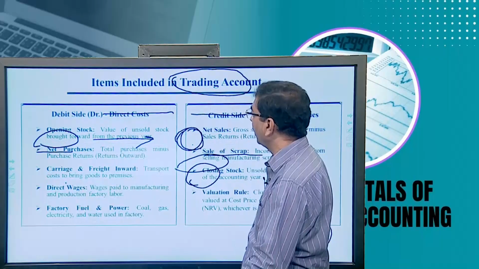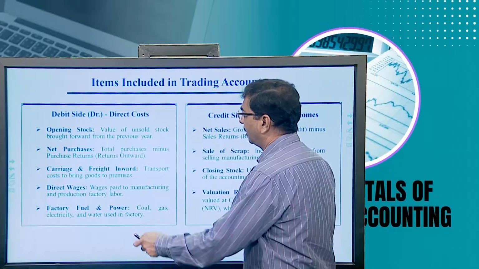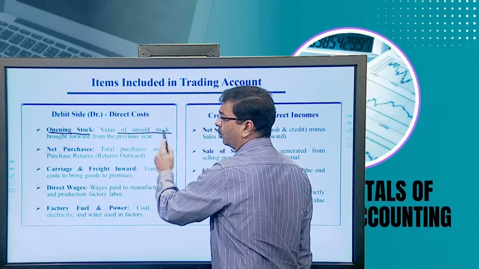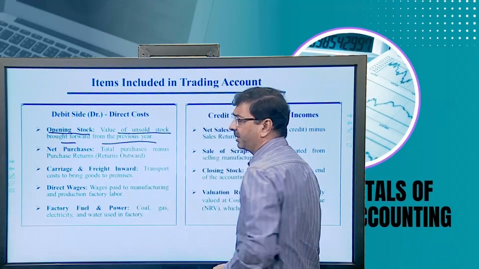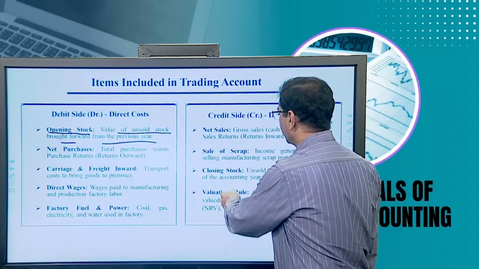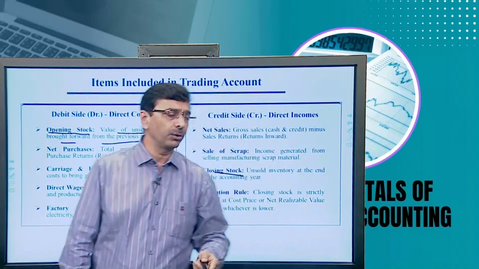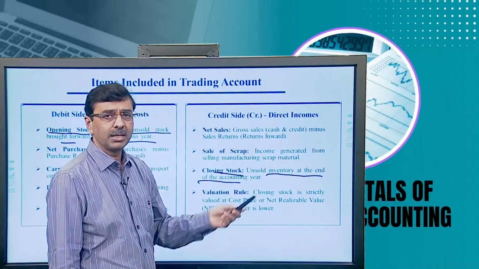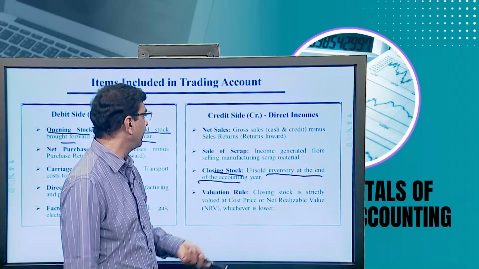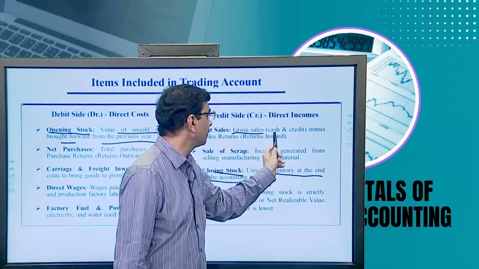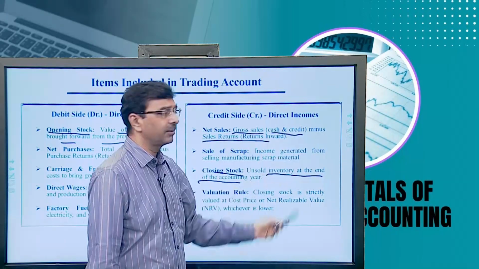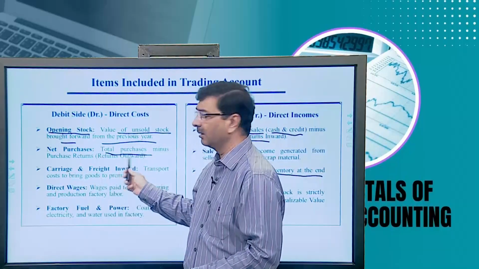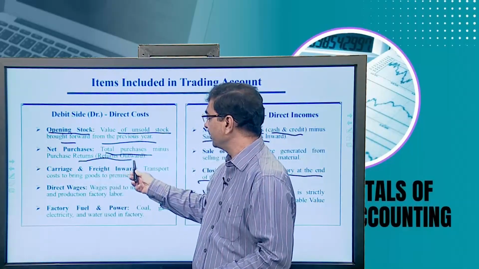Now moving to the next point. I think I already discussed everything. Opening stock is the value of unsold goods brought forward from the previous year, which I already mentioned. Closing stock is the unsold inventory at the end of the current accounting year, which is recorded on the trading account credit side. Net sales are gross sales, whether cash or credit, minus sales return. In the same way, purchases are total purchases, credit and cash purchases, minus purchase return.